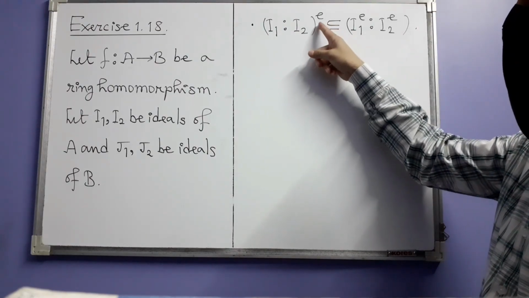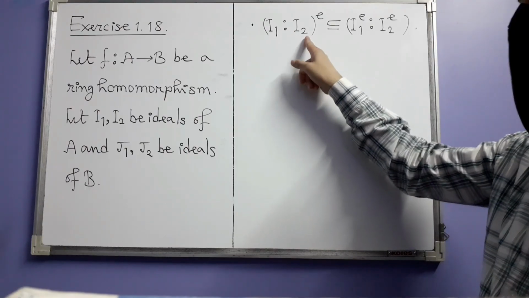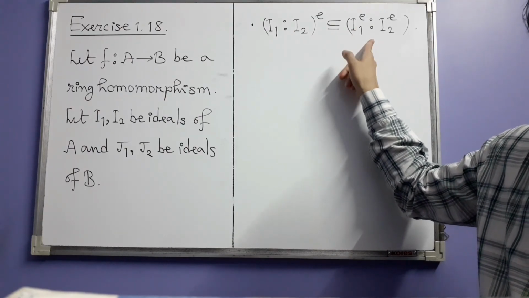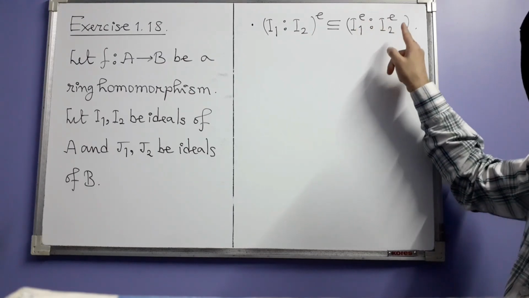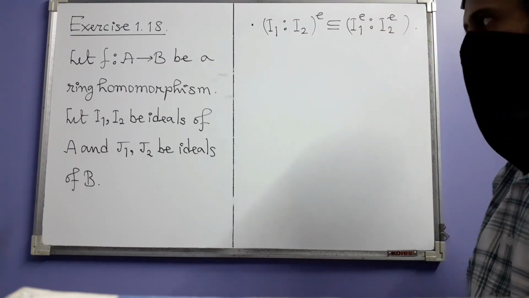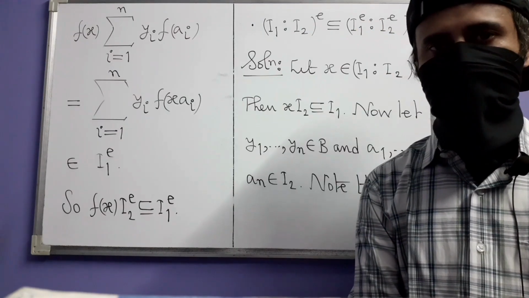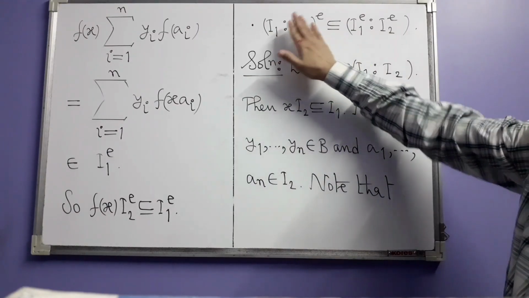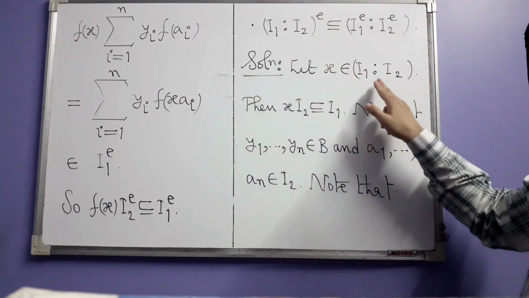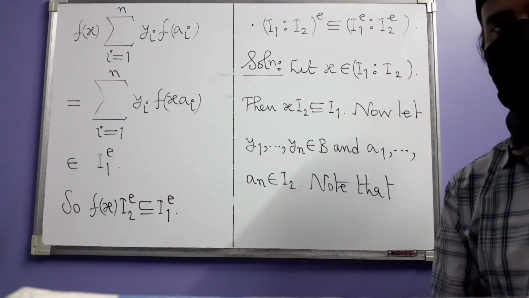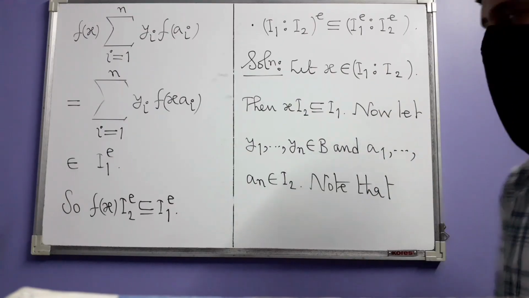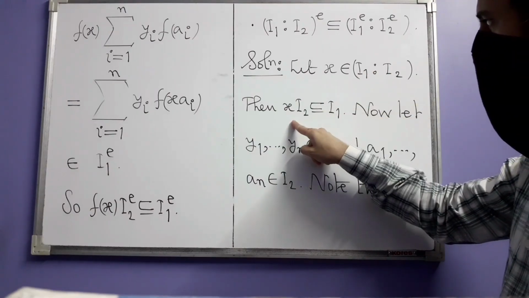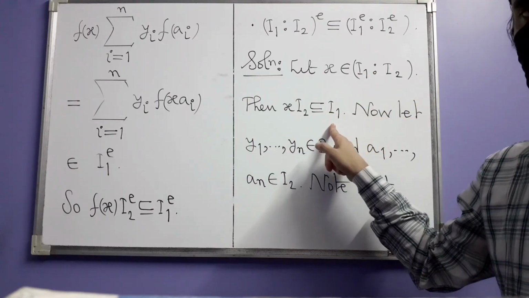The extension of the quotient (I1 : I2) is contained in the quotient of their extensions, (I1 extension : I2 extension). So we start the solution by taking an element x, not in the extension itself, but in this quotient ideal, (I1 : I2). Then by the definition of the quotient, x I2 is contained in I1.